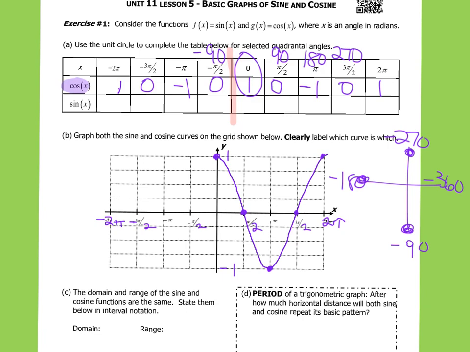Of course, you're not going to know that's my first time around. It's really my third, but I get to delete it as I go along. And that is one full cosine curve.